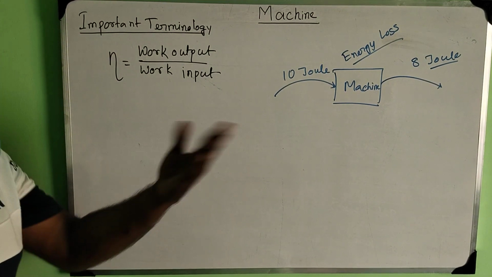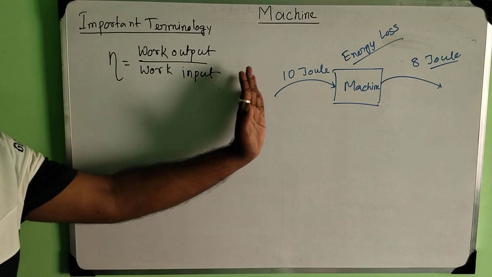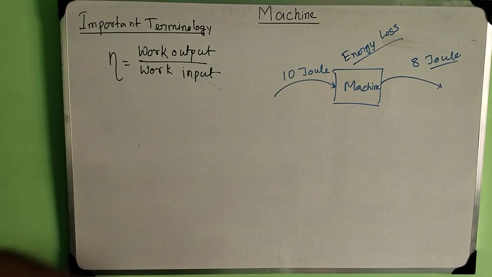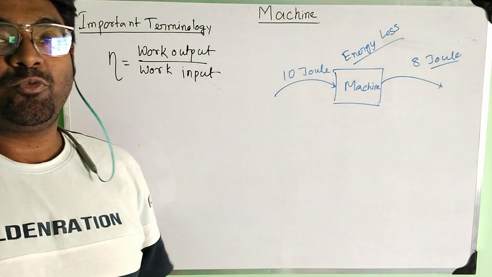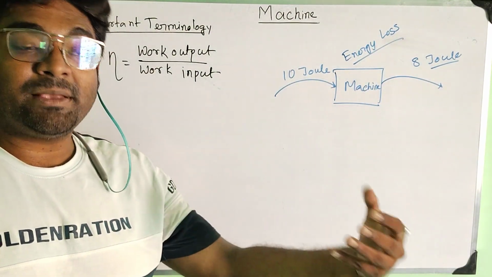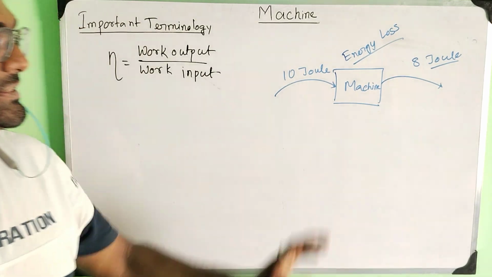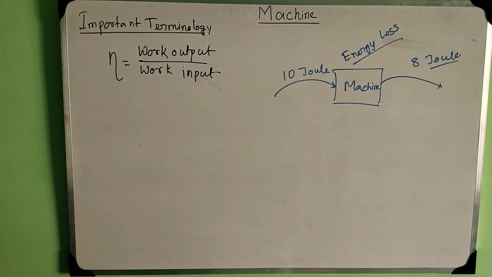So the amount of energy that we are giving, that means work done means energy. So the amount of work that we are doing, the machine will not exactly transfer that amount of work to the output. There will be some loss. Okay, there will be some loss. And actually, there are some reasons which cause this loss of energy.